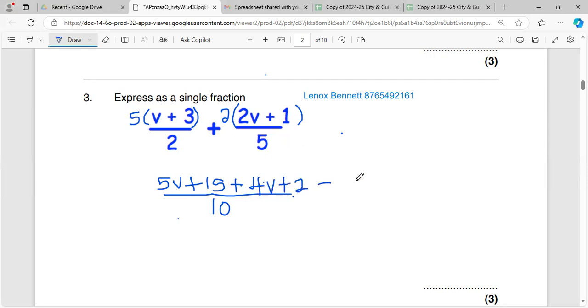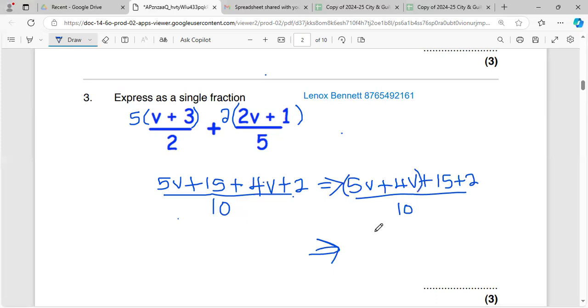To group now, we're going to bring all the like terms together, meaning this 5v and we're going to add the other. Sometimes they change the sign, right? I just put this to say, okay, this is equal to this. All right, 5v plus 4v, that's 9v, and 15 plus 2 over 10.